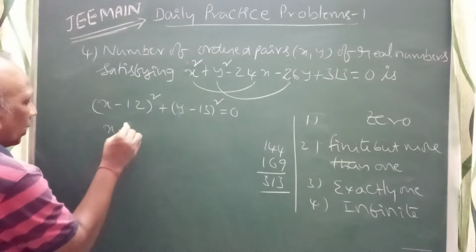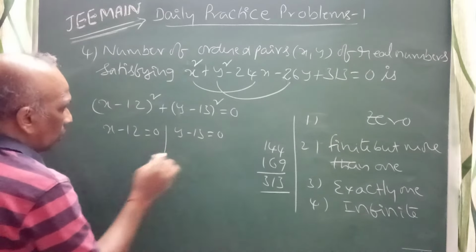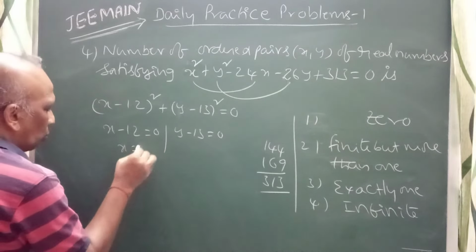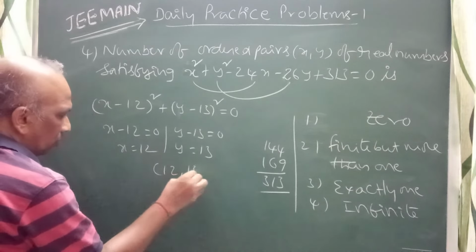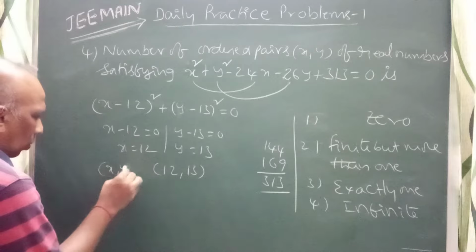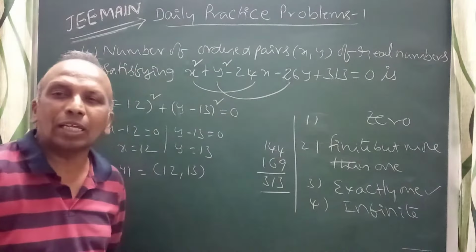Then I can write x − 12 = 0, y − 13 = 0. Then we get x = 12, y = 13. Only one ordered pair, (x, y) = (12, 13), exactly one ordered pair satisfies the given equation.